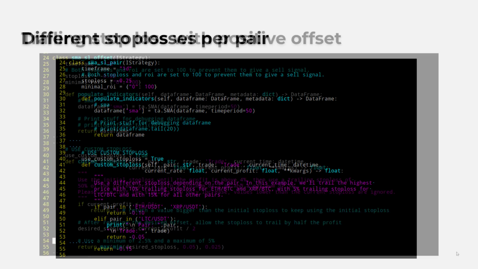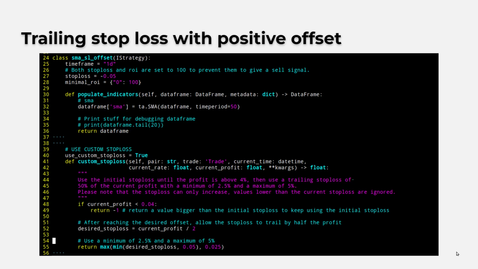during a trade. The fourth example of using a trailing stop loss is by using a positive offset from the buy price. Now, what does this mean? In this case, the custom stop loss gets activated if the profit of a trade exceeds 4%, which is determined over here. If this is true, then there is a calculation made which divides the current profit by 2, and this variable is called the desired stop loss. The final return statement calculates the definitive stop loss by using the max and min functions in Python. So if the profit is higher than 4%, then the stop loss will be set within a range of 2.5 and 5%, or the desired stop loss.